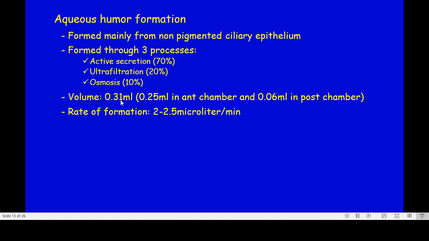The total volume of the aqueous in the anterior and the posterior chamber is around 0.3 ml, and the rate of formation is 2 to 2.5 microliter per minute.